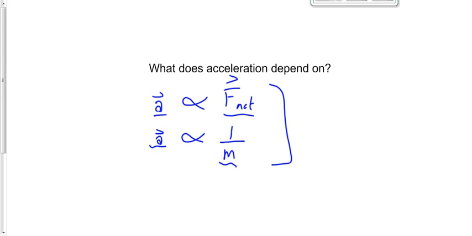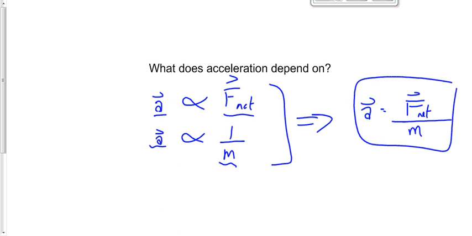We're going to put these 2 together and say that acceleration is equal to the net force. Even though we took away our little fish, we still have the net, divided by the mass. This is our 6th group B equation.